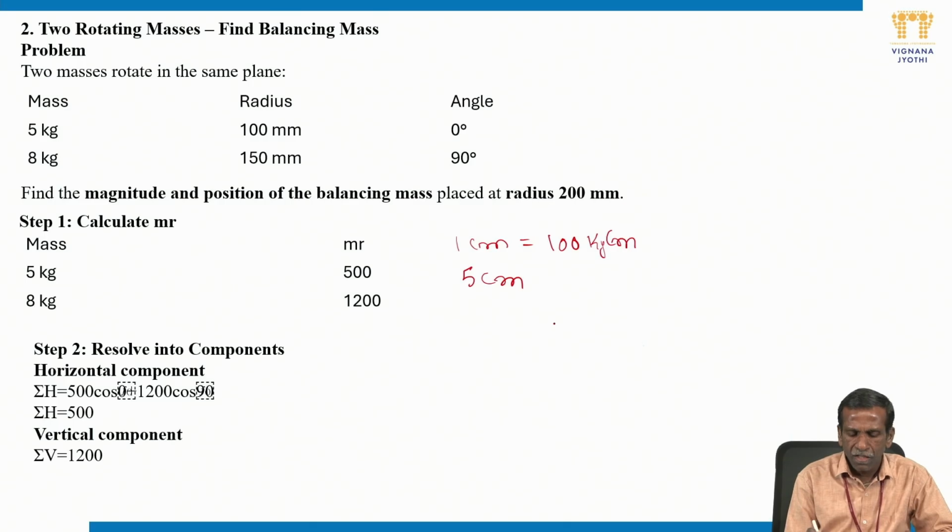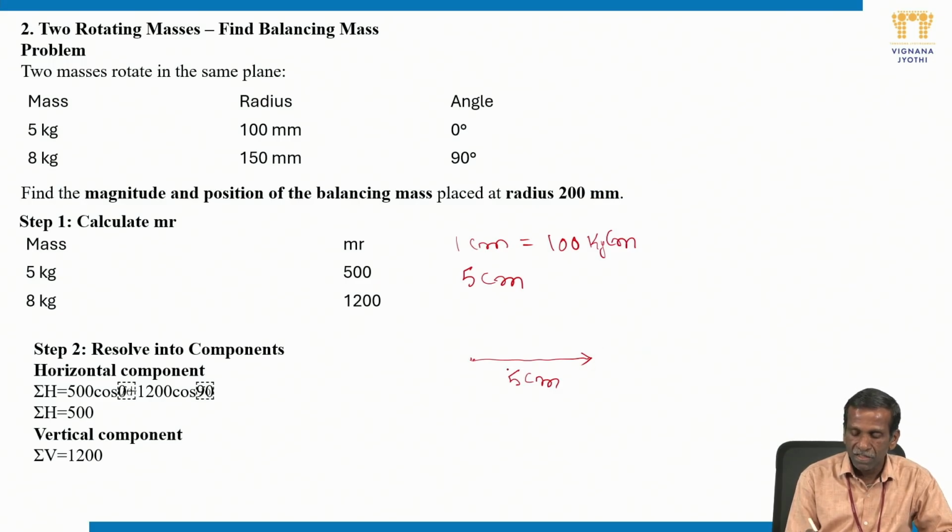So for mass 1, the 5 kg mass, you draw its vector. What is the orientation? 0 degrees angle, so I am taking it horizontal, a 5 centimeter line. Keep in mind the scale you have taken, because at the end, whatever result and balancing force is required, you need to reapply the scale and get that value.